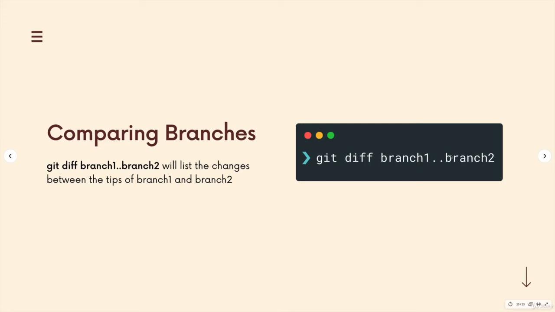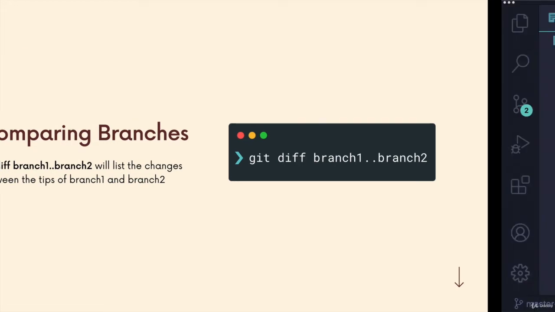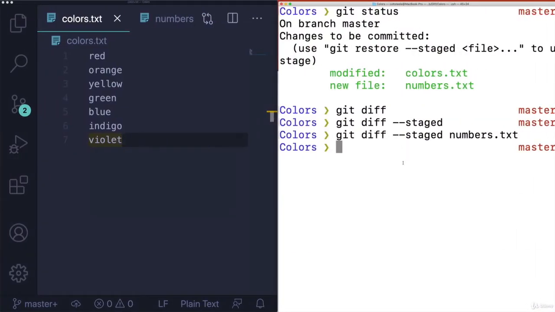I can also use git diff to compare changes between two branches. So if I have two branches, currently I don't in the repo I was showing you, but whatever branch 1 and branch 2 are, Git will do a diff between the files in those branches. So all the files in those branches, although you can narrow it down as well. So let's do a quick demo of that.